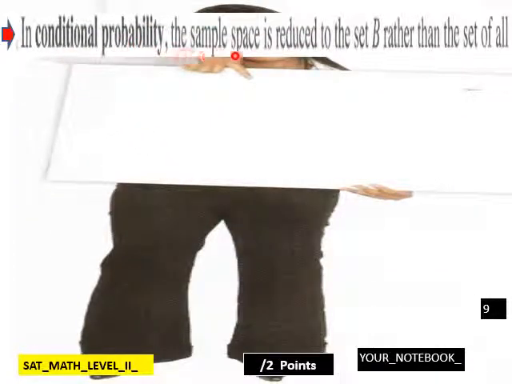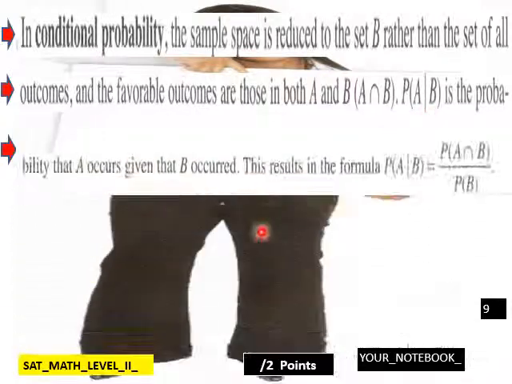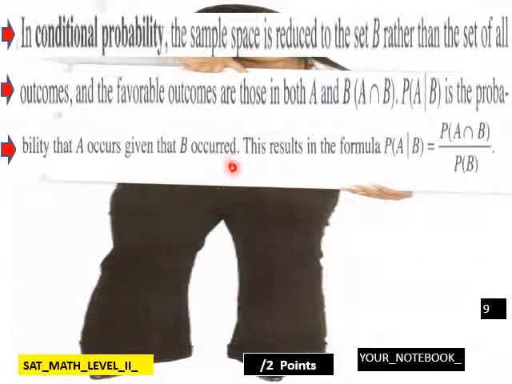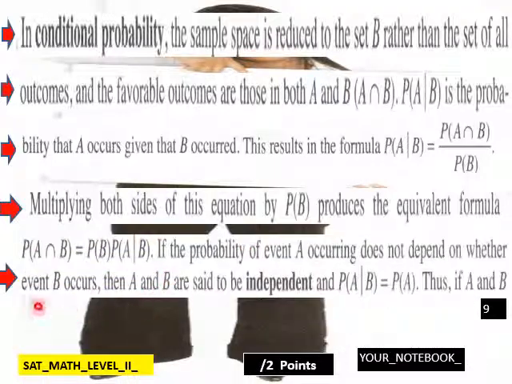In conditional probability, the sample space is reduced to the set B rather than the set of all outcomes, and the favorable outcomes are those in both A and B. So A joint B. Probability of A given B is the probability that A occurs given that B occurred. This results in the formula: probability of A given B would equal the probability of A joint B over probability of B. Multiplying both sides of this equation by probability of B produces the equivalent formula: probability of A joint B equals probability of B times probability of A given B.